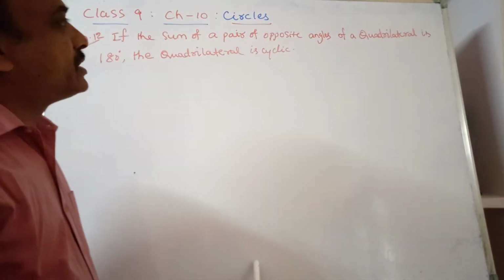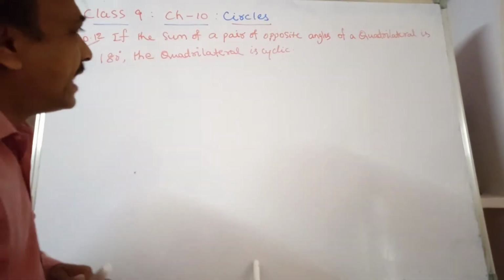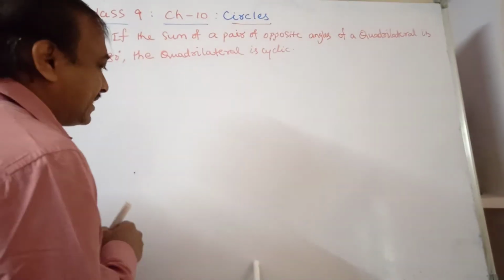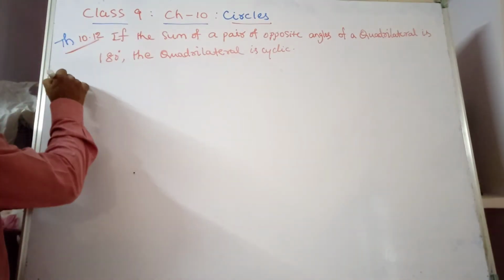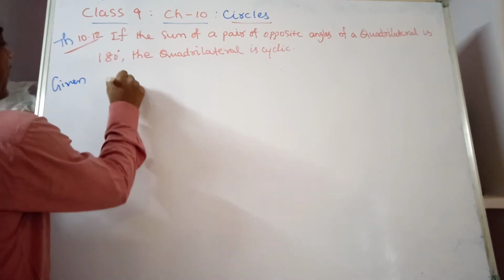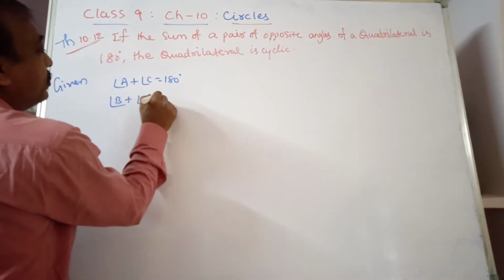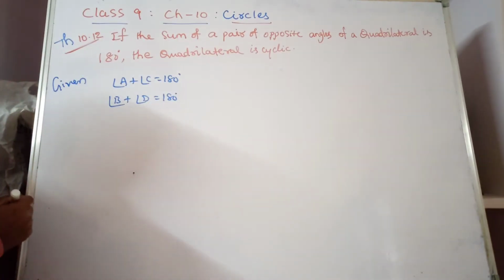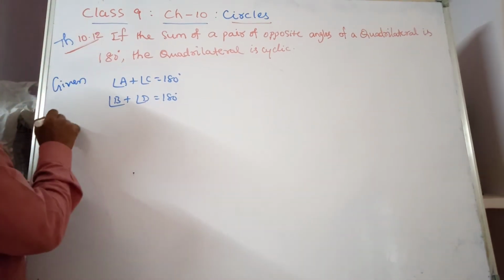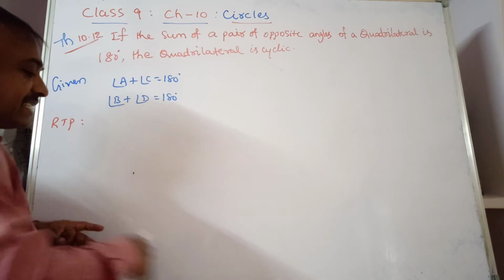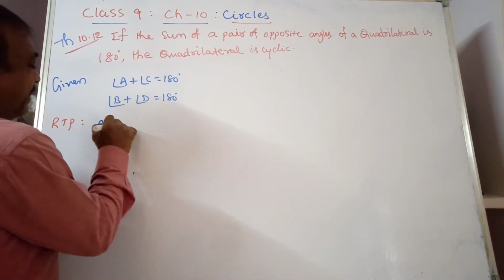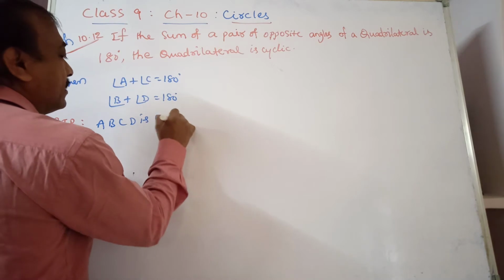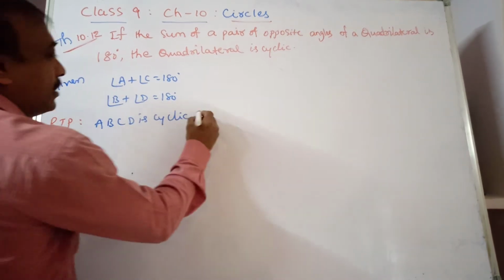So now theorem number 10.12. If the sum of either pair of opposite angles of a quadrilateral is 180 degrees, then it is cyclic. We have to prove that it is a cyclic quadrilateral. So given, angle A plus angle C is equal to 180 degrees and angle B plus angle D is equal to 180 degrees. Required to prove that ABCD is a cyclic quadrilateral.